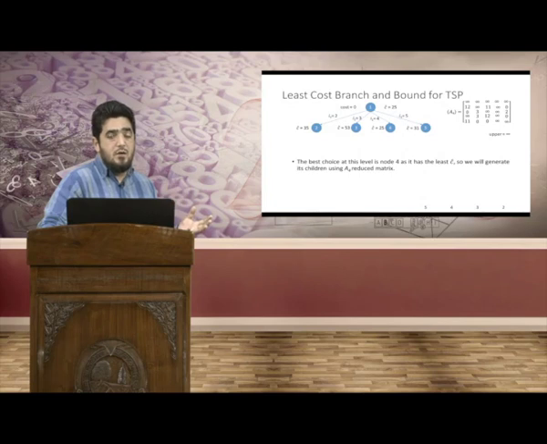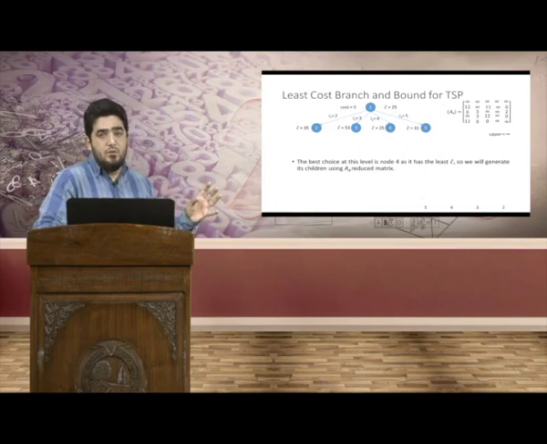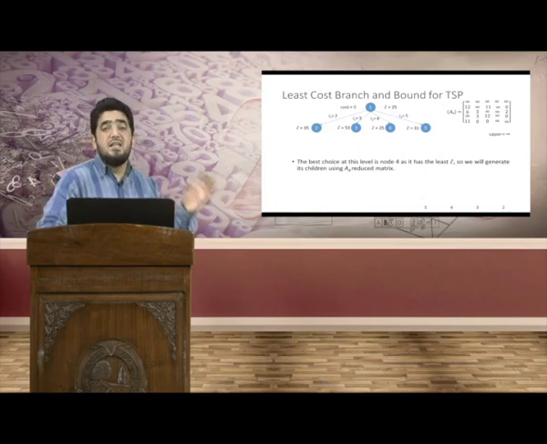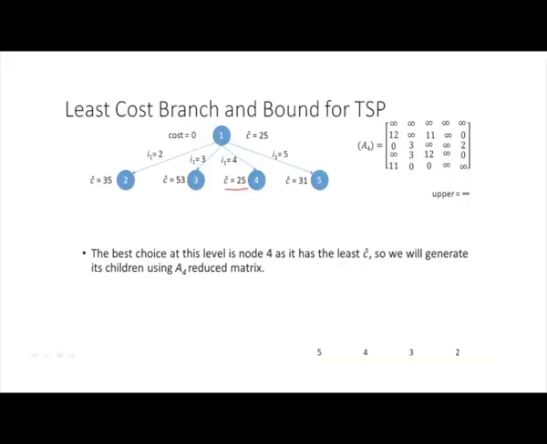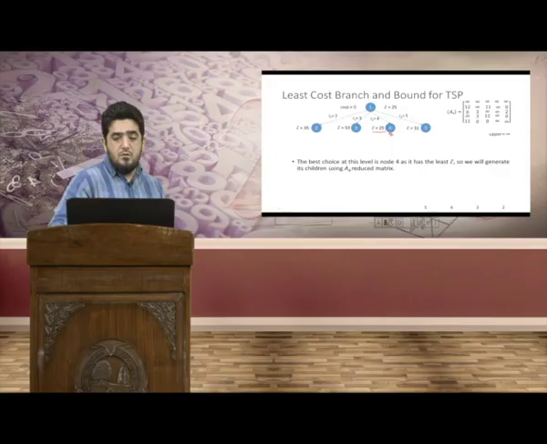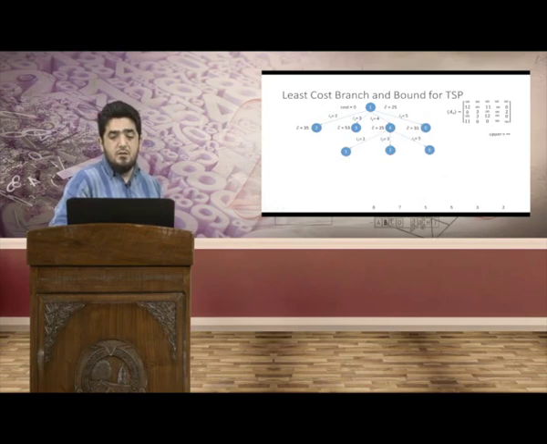Least cost branch and bound selects that particular node from among the active nodes which has the least cost associated with it. So if you look at these values, the node which has the least cost from among the active nodes is node number 4, and that is the node that we will be selecting for expansion. So we'll generate its children.